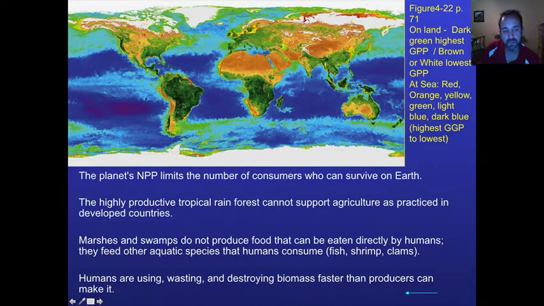Normally, highly productive tropical rainforests can't support agriculture as practiced in developed countries. We'll talk about that because the soil is not as good as you think, okay? Swamps and marshes do not produce food that can be eaten directly by humans. However, they feed other aquatic species that humans consume, fish, shrimp, and clams. Humans are using, wasting, and destroying biomes faster than producers can make it.